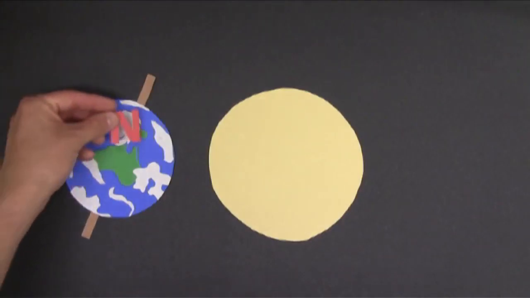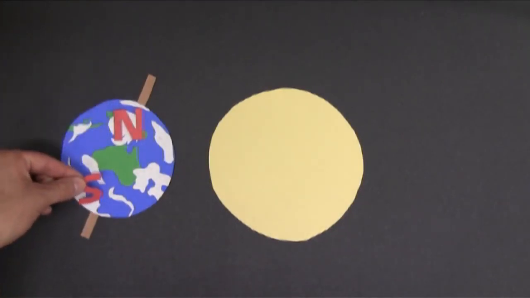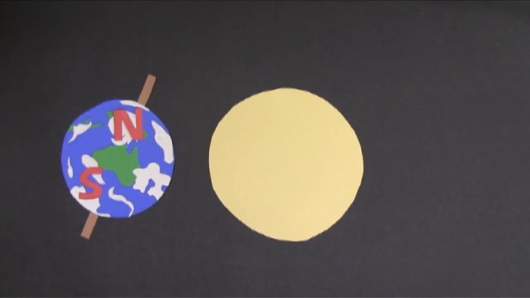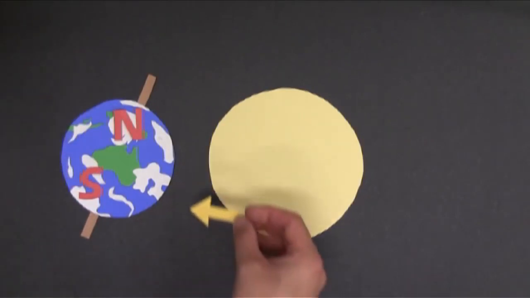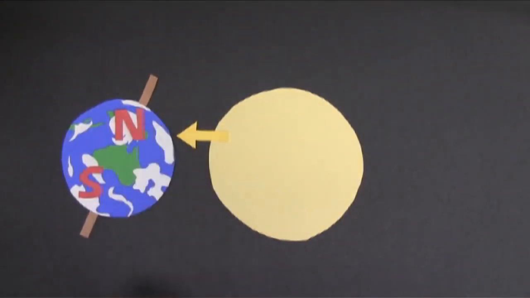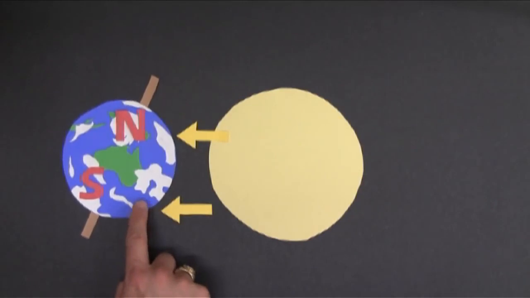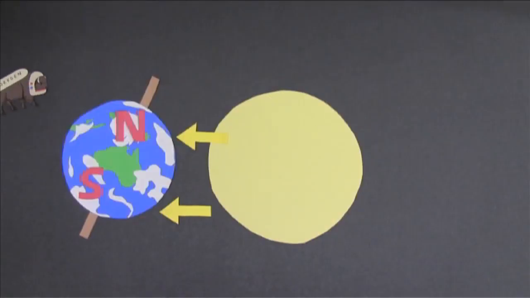So when the Earth is over here, the northern hemisphere is angled towards the Sun, and the southern hemisphere is angled away. When a hemisphere is angled towards the Sun, the Sun's rays hit it directly. That's what's happening in the northern hemisphere here. But when a hemisphere is angled away from the Sun, like the southern hemisphere here, the Sun's rays hit it indirectly.